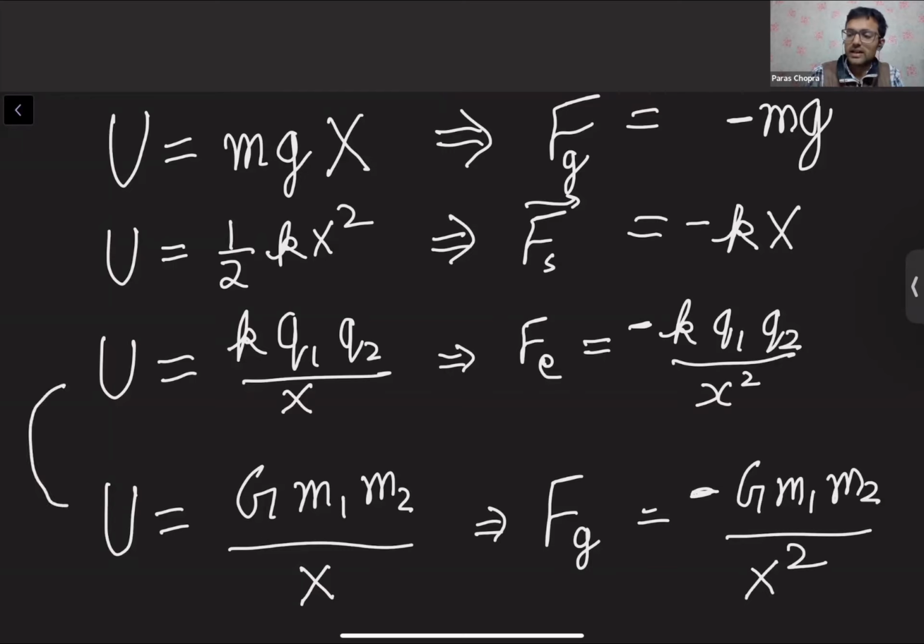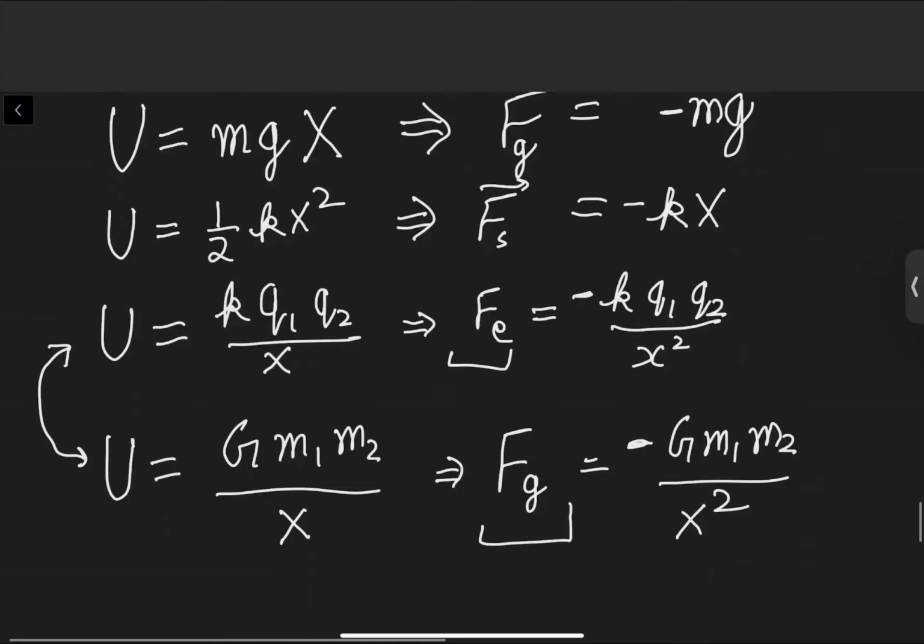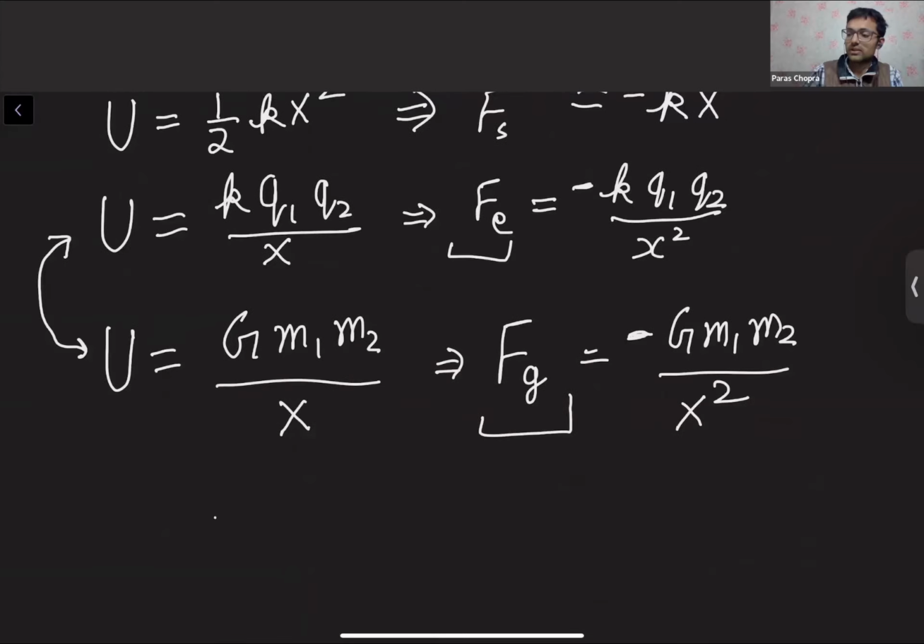So electrostatics and gravity are exactly similar, just that k is replaced by capital G, and q1 q2 is replaced by m1 m2. Whatever we studied in electrostatics can also be applied to gravitation. And one more thing: electrostatic force can be both negative and positive, but gravitational force is always negative, because charges can be both positive and negative, but mass is always positive. Okay, so force is equal to negative dU by dx.